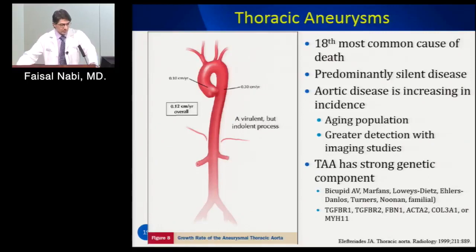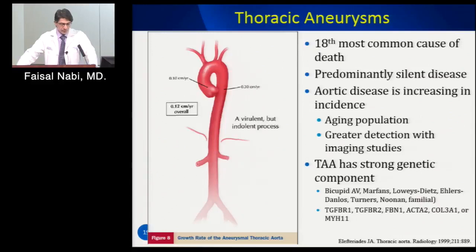Okay, so I'm just going to jump into the different disease states. One of the disease states we'll begin with is, of course, aneurysms, and here we'll be discussing thoracic aneurysms. Now, believe it or not, this is not an uncommon cause of death. It's the 18th most common cause of death. We know it can be silent. How many studies have we done or echoes we've gotten where you've found enlargement of the aorta? Aortic disease is increasing in prevalence. It has the same risk factors as coronary disease, an aging population with multiple cardiac risk factors.